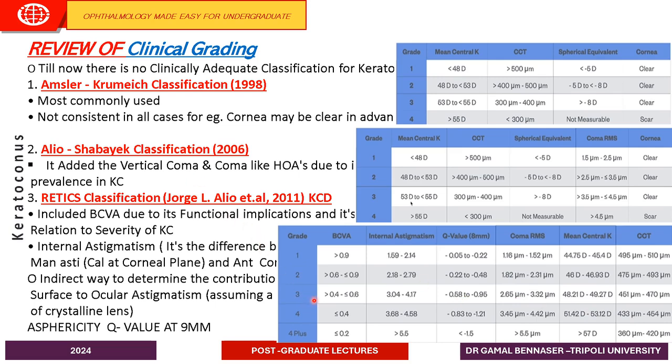The other thing is that in all of these classifications, there is no clinical relation with the management. I mean, there are no clear-cut values for management of stage 1, management of stages 2, 3, and 4, and when to do cross-linking or not, and so on. And the other thing is that in the latest RETICS classification, the values are not fixed. You find a gap interval. For example, this is stage 1, so this is the range of the internal astigmatism up to 2.14. Then the next stage will start from 2.18. So there is a gap between these two values, and this makes some errors.